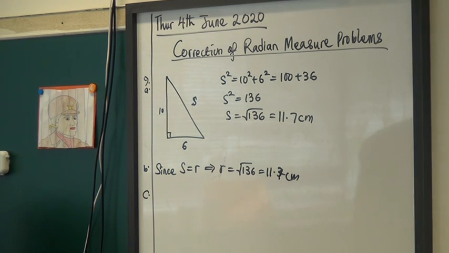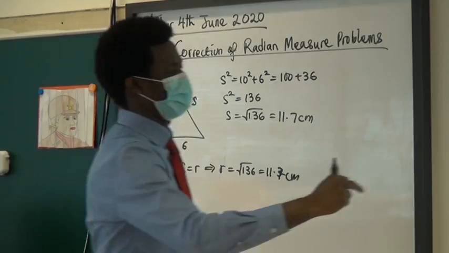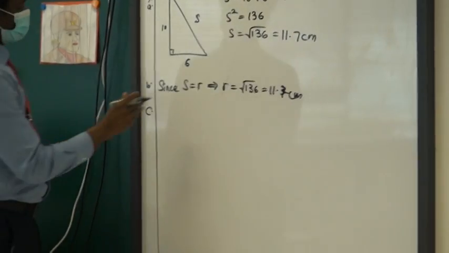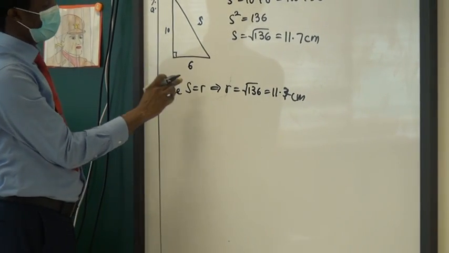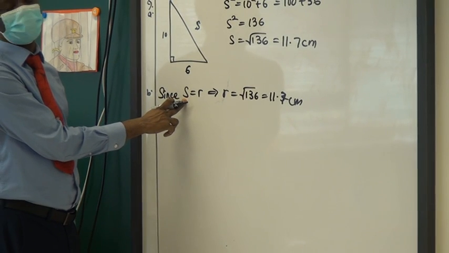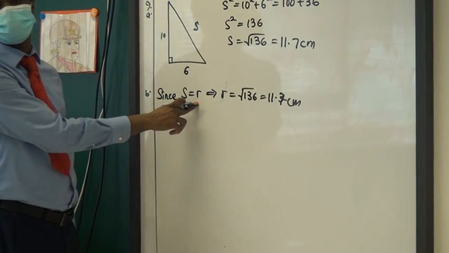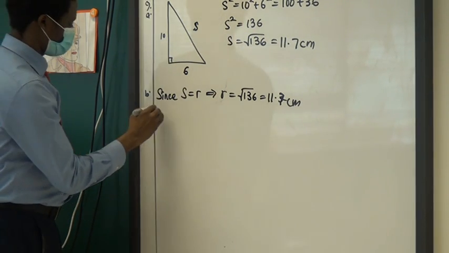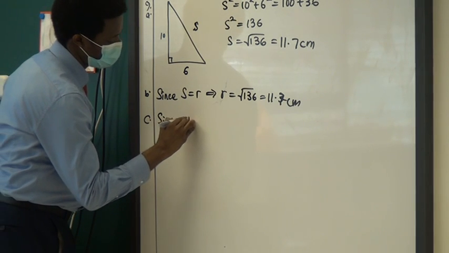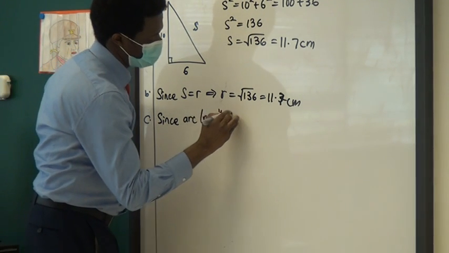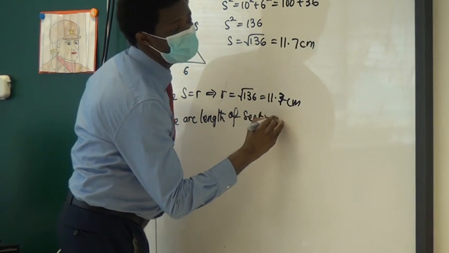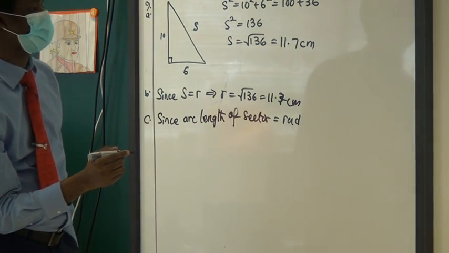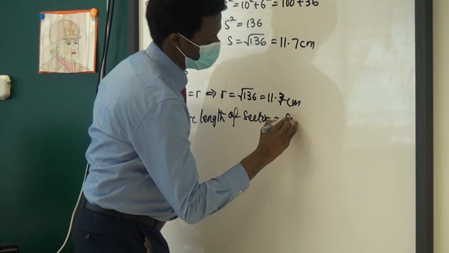Okay. C. Arc length of the sector. Arc length of the sector is the circumference of the base. So I would love you to explain, even though we didn't explain here, what do you mean by s is equal to r? We're saying the slant height of the cone is the radius of the sector. That's what I would have said in words here. So in this case now, arc length of the sector, I'll say, is the same as the perimeter of the base of the cone.